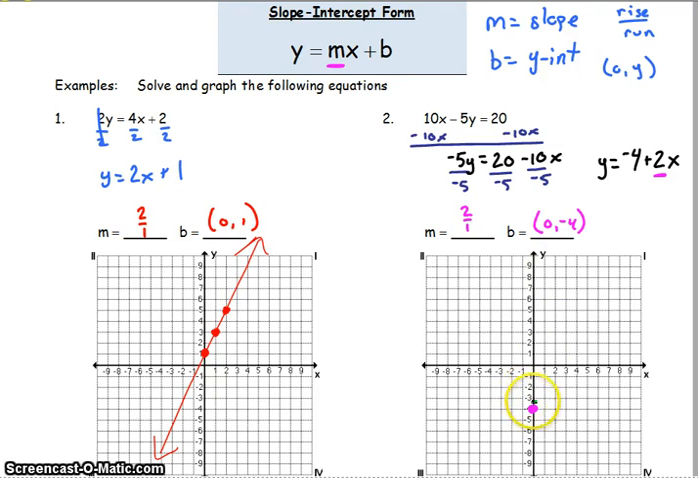2 over 1 means go up 2 to the right 1, up 2 to the right 1. Once I have at least 3 points, I get my straight edge back out, and I graph my line, making sure I have arrows on the end.